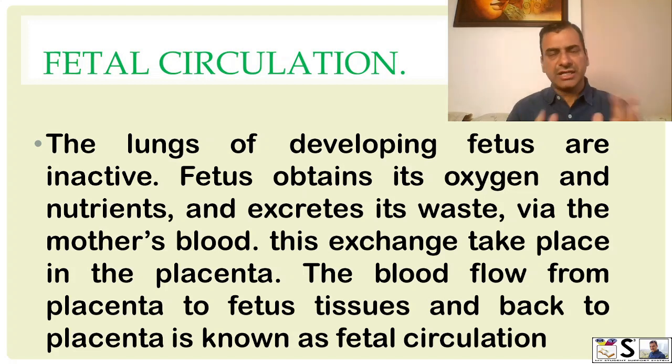Fetal circulation is slightly different from adult circulation because the lungs of the developing fetus are inactive. The fetus obtains its oxygen and nutrients, and excretes its waste, via the mother's blood. This exchange of nutrients and oxygen takes place at the placenta. The blood flows from the placenta to the fetal tissue through the fetal heart and then back to the placenta. This cycle is known as fetal circulation.